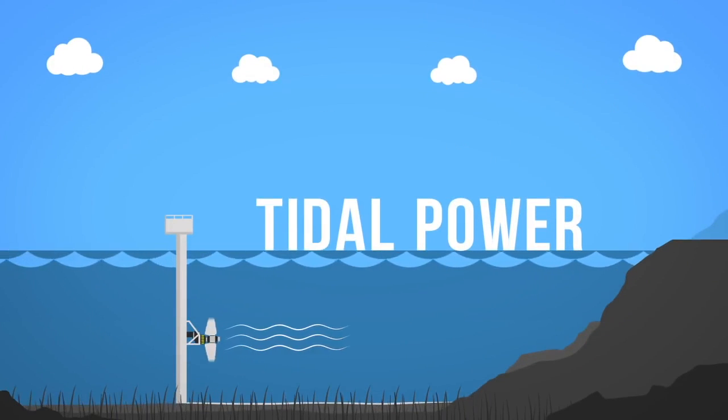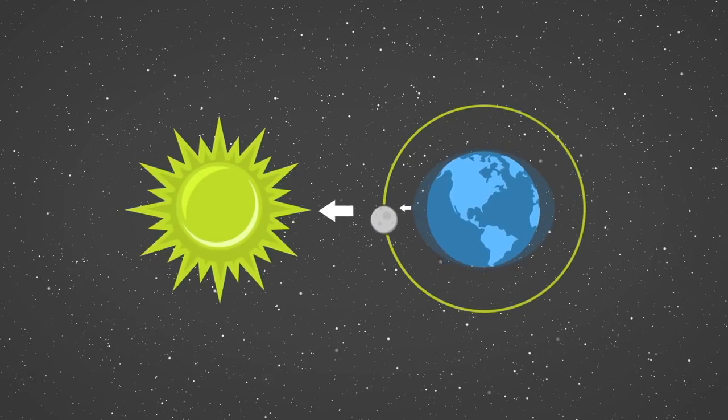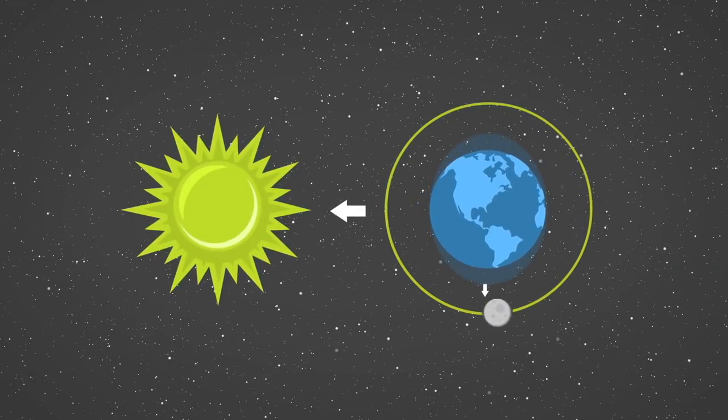Tidal power. Tidal power is a form of hydropower that converts the energy from the natural rise and fall of the tides into electricity. Tides are caused by the combined effects of gravitational forces exerted by the moon, the sun, and the rotation of the earth.